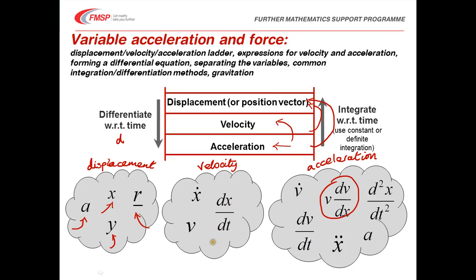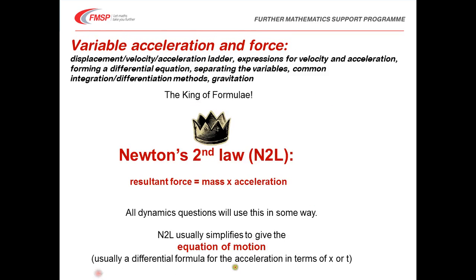The second cloud here shows our different versions of velocity. x dot and dx/dt are exactly the same thing, just slightly different notation for those. And over here in the acceleration column we've got v dot and dv/dt, those two are the same thing. x double dot and d²x/dt² are the same thing. a, as I say, is usually reserved for constant acceleration, and this is our crucial new part of acceleration for M3, this idea of v dv/dx, where you're relating the acceleration to the velocity and displacement instead of time.